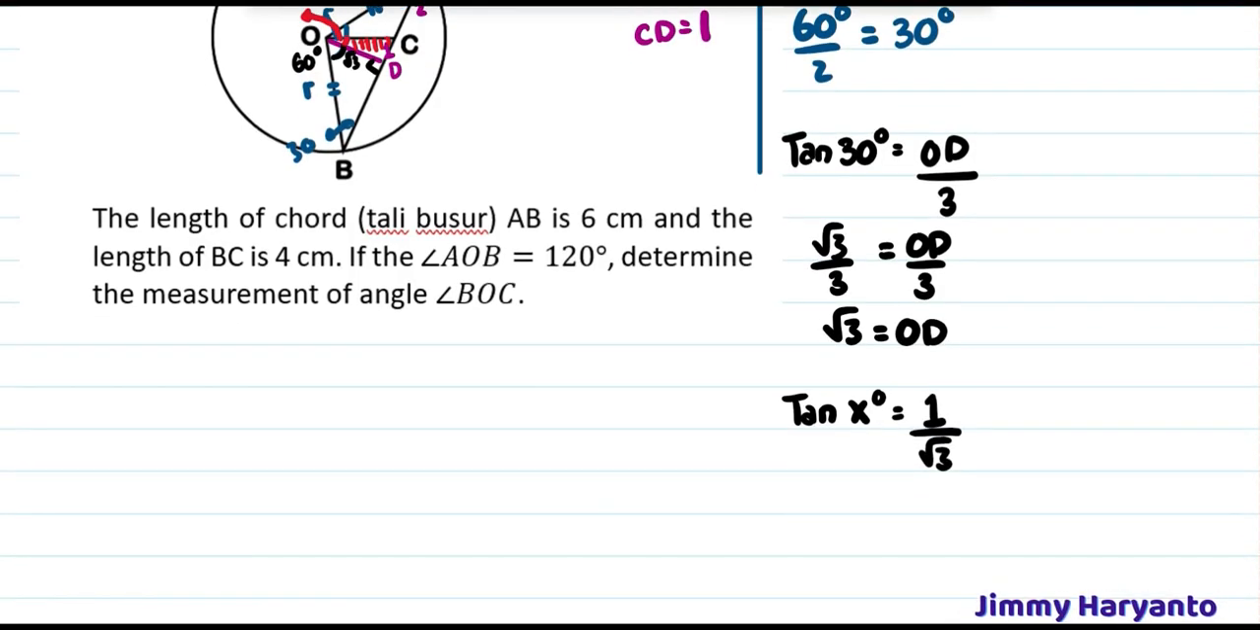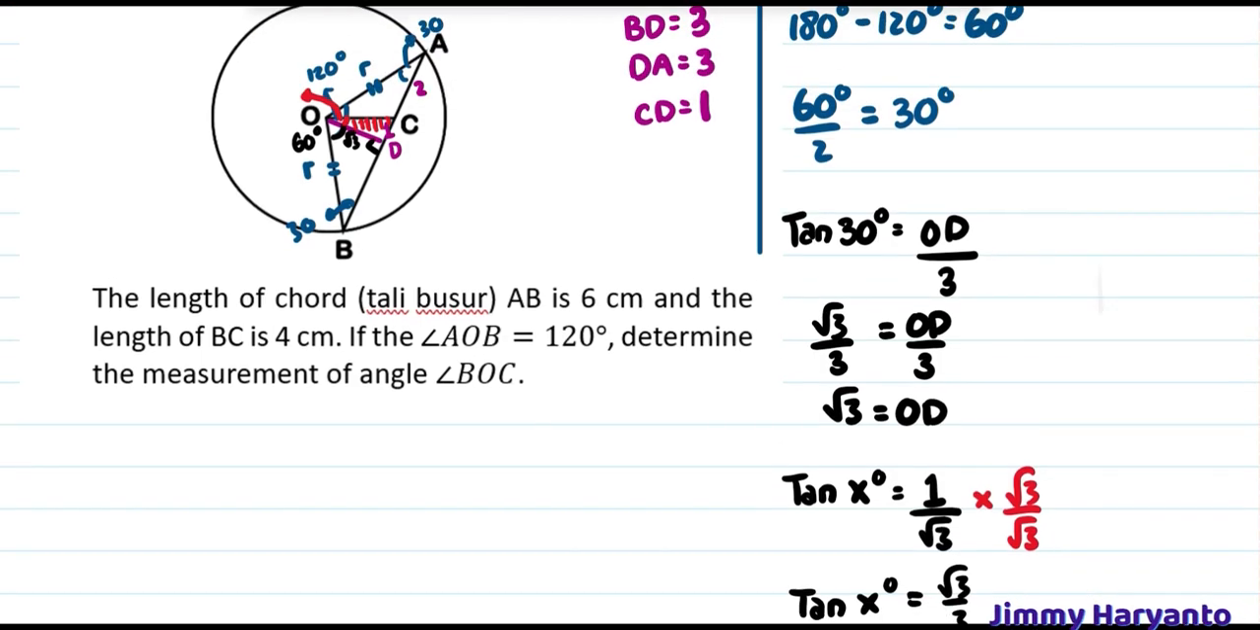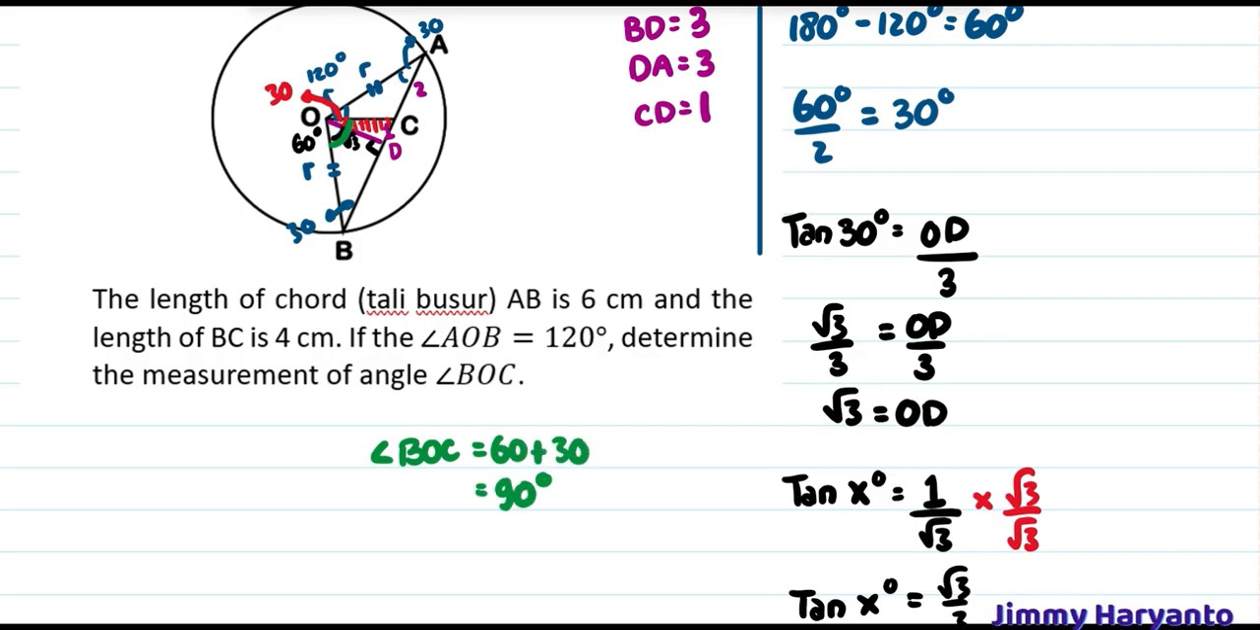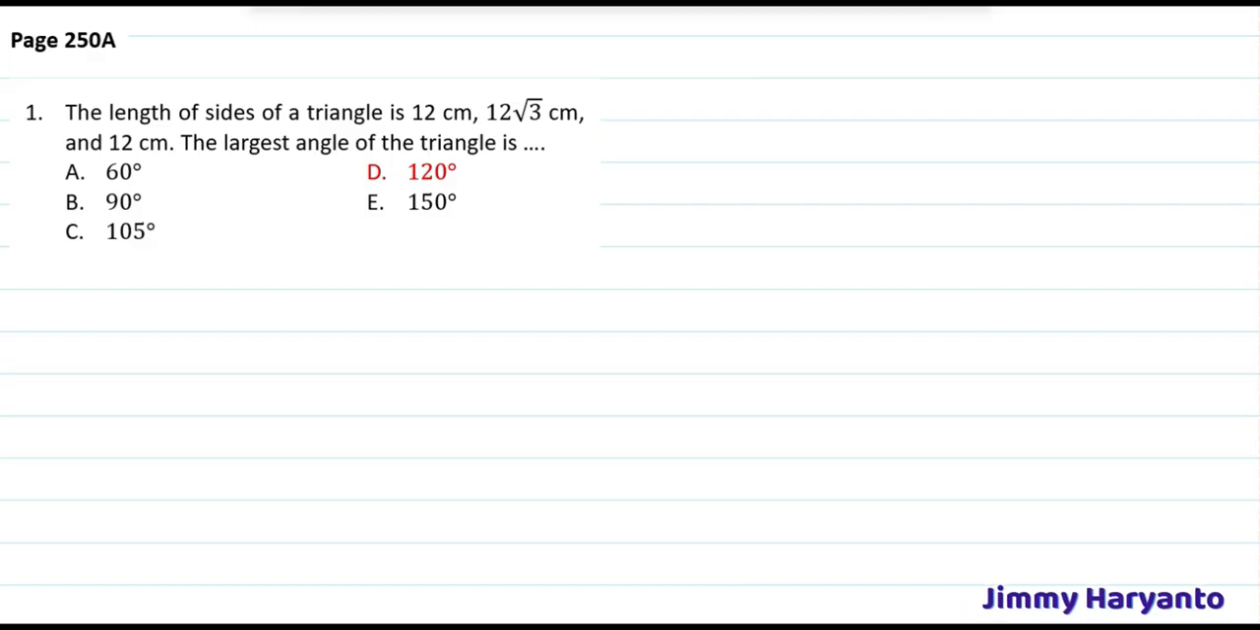Okay, if you didn't recognize this value, that means you have to rationalize it first. If you already recognize it, that means you can find the x easily. Tangent x equals square root of 3 over 3. That means x equals 30 degrees. Okay, so that one is 30. That means the angle BOC is this one. Wait, use the green. Now BOC is that one. That means BOC equals 60 plus 30 equals 90 degrees. That's it.